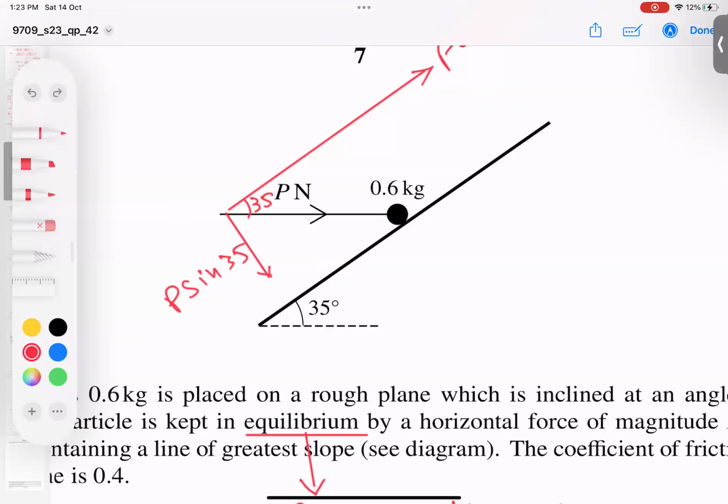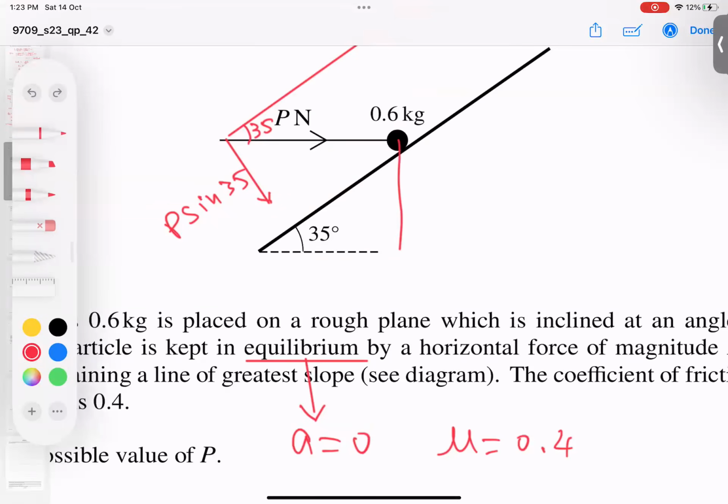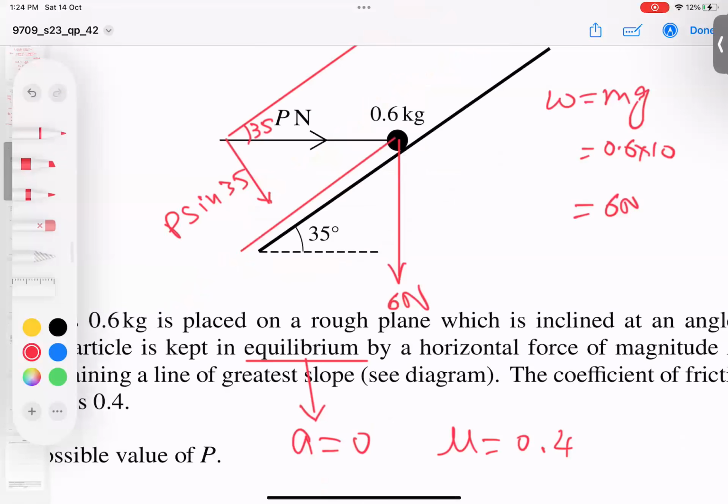Now I talk about the weight component. All are familiar: weight is always mg. Mass 0.6, g is 10, it becomes 6 newtons. So these 6 newtons act downwards. Students, naturally you know it very well, this is 6 sine 35.